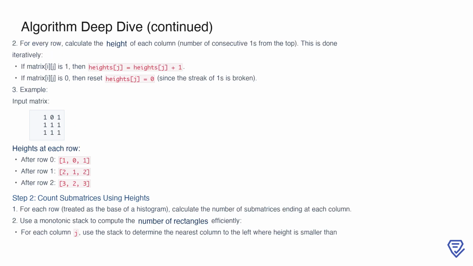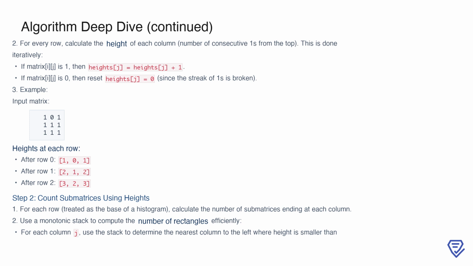To create the histogram representation, we calculate the height of each column for every row in the matrix. The height of a column represents the number of consecutive ones from the top up to the current row. If the matrix at position ij contains a 1, we update the height as the previous height plus 1. On the other hand, if the matrix at position ij contains a 0, we reset the height for that column to 0, as the streak of consecutive ones is broken.